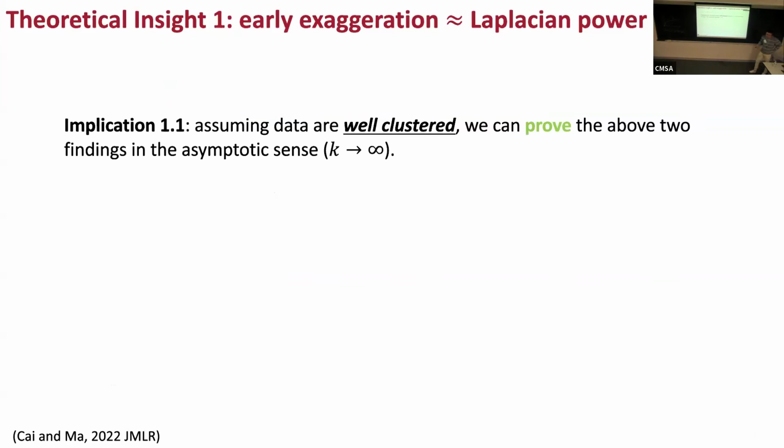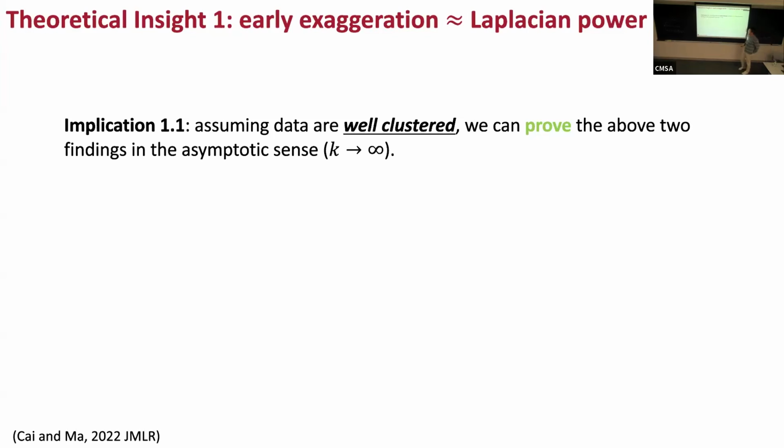Okay, with that, we can just analyze the limiting behavior for this early exaggeration, given that this is just a Laplacian power iteration. We know that in that case, the limit of the early exaggeration essentially is the null space of that graph Laplacian for the input similarity matrix.